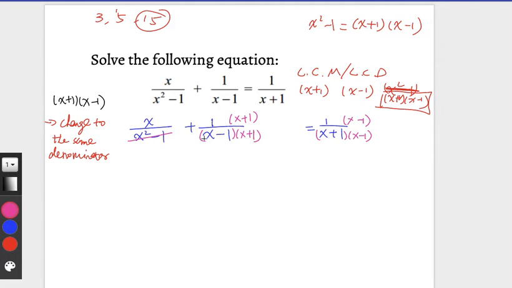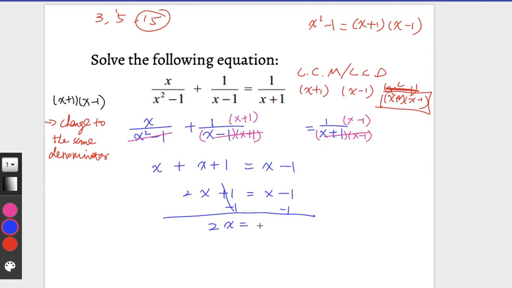So I'm going to cancel, cancel, cancel. Now let's check what I have on the top. x plus 1, because remember, times 1 is itself. x minus 1 times 1 is itself. So let's solve the equation the regular way. We combine like terms. We move the number to one side, and we move the variable to the other side. And that's it. That's our solution here.